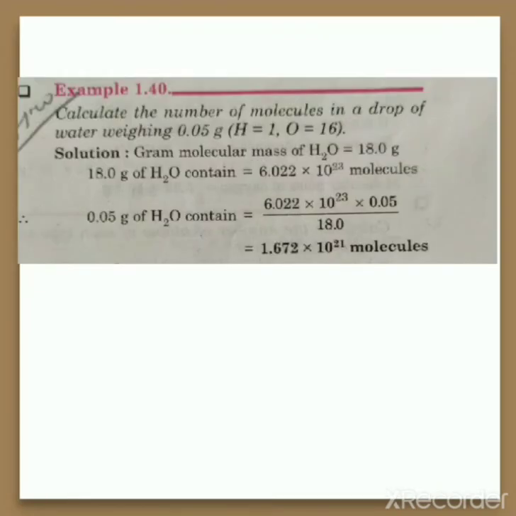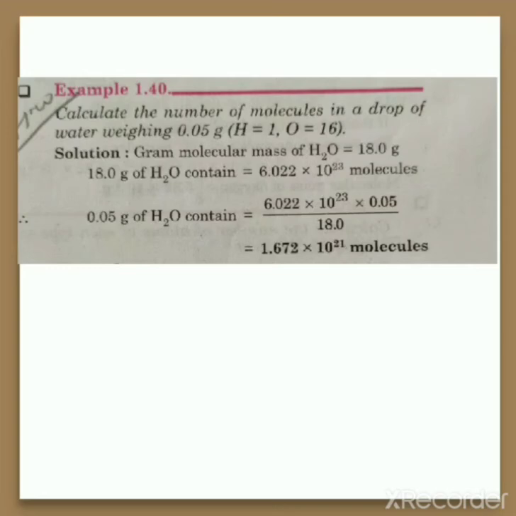Calculate the number of molecules in a drop of water weighing 0.05 gram, and the atomic masses are given here: hydrogen is 1, oxygen is 16. So in this problem, 0.05 gram of water is given to us, and the question is asked how many water molecules are present in it. So let us find out the answer for this one.